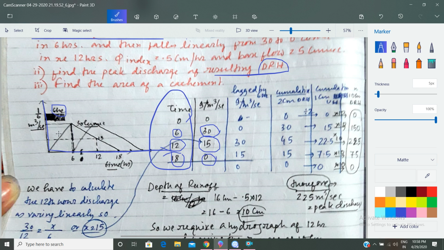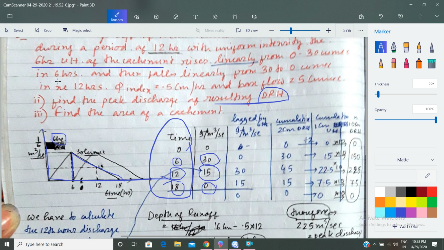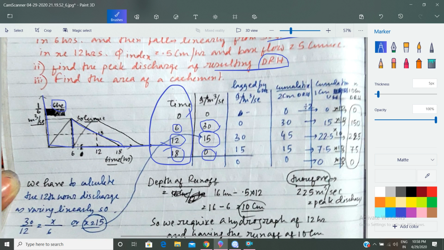Okay, this is a triangle form. And it is stated clearly that the unit hydrograph rises from 0 to 6 hours linearly from 0 to 30 cumecs, and then linearly also in 12 hours it falls from 30 to 0 cumecs. So as it is a triangle, from the similarity of the triangle, I can write 6 to 18 means 12 hours, 30 divided by 12 equals x divided by 6. Okay, from here I can get this.